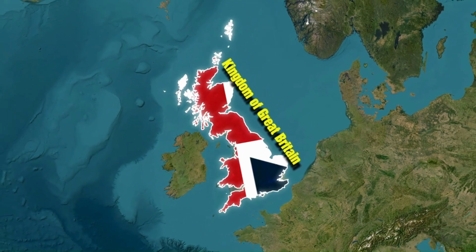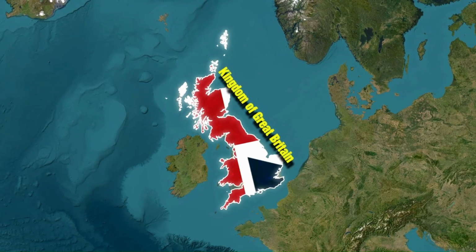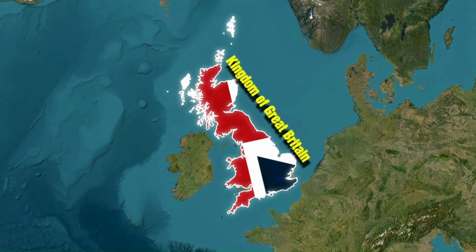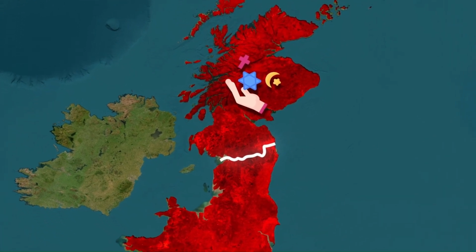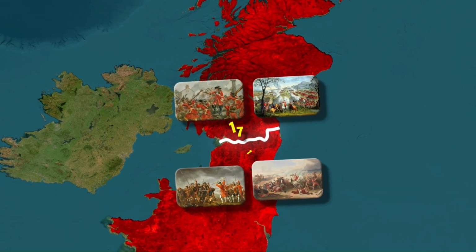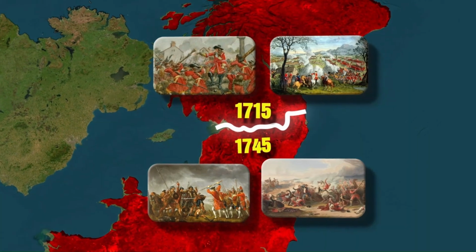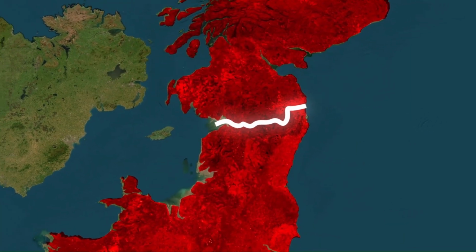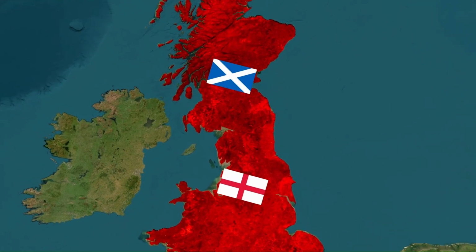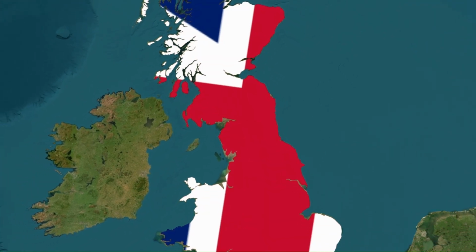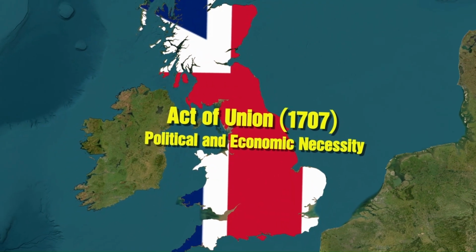Most Scots opposed the union, but economic desperation and political pressure forced their hand. Scotland retained its legal and religious systems, but resentment remained, fueling the Jacobite uprisings of 1715 and 1745. And just like that, centuries of rivalry gave way to a new political reality. England and Scotland became one, not out of love, but out of cold political and economic necessity.